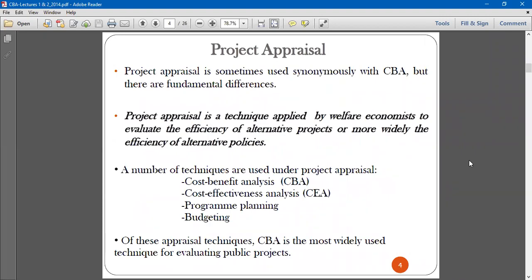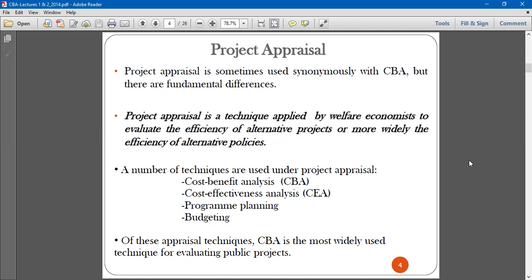Now we want to look at the difference between CBA and project appraisal. Now, project appraisal is just a technique that is used by welfare economics to evaluate the efficiency of alternative projects. Okay, assuming we have two projects that we want to choose from, we have to do project appraisal before we know whether we go for project A or project B.